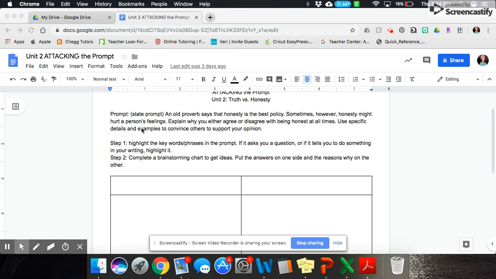All right, so now that we've read our prompt, we're ready for step 1. Highlight the key words and phrases in the prompt. If it asks you a question, or if it tells you to do something in your writing, highlight it. So I'm going back to my prompt. I'm going to read through this first sentence. An old proverb says that honesty is the best policy. When I read that, it's not telling me to do anything in my writing, and it's not asking me a question, so I'm not going to highlight it.